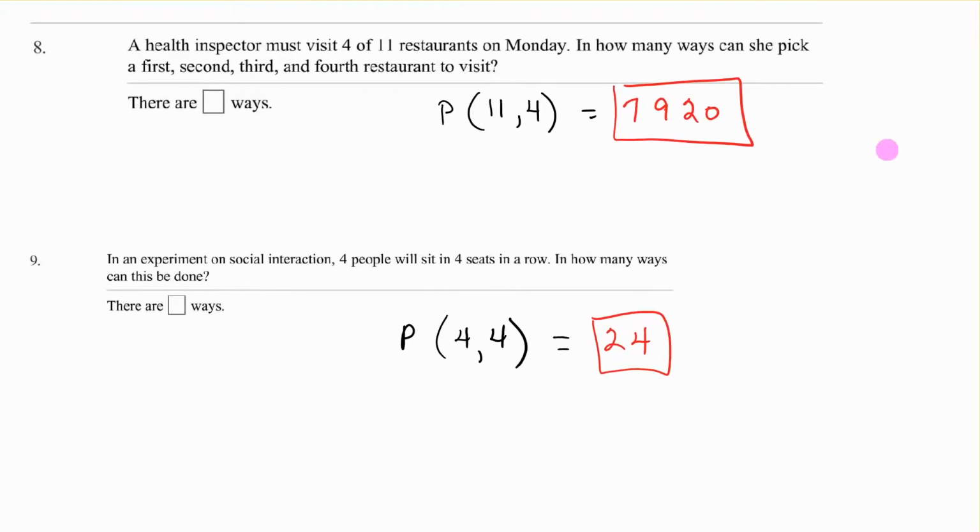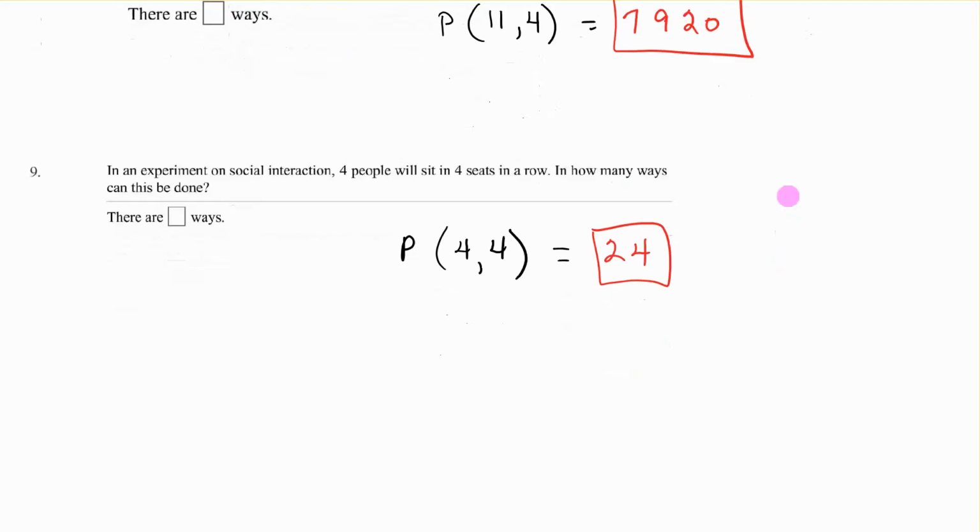A health inspector must visit 4 of 11 restaurants on Monday. In how many ways can she pick a first, second, third, and fourth restaurant to visit? Okay. So we've got 11 to do, and we are going to pick a first, second, third, fourth. So 11 things chosen 4 at a time gives you 7,920. Again, calculator will help you do that.